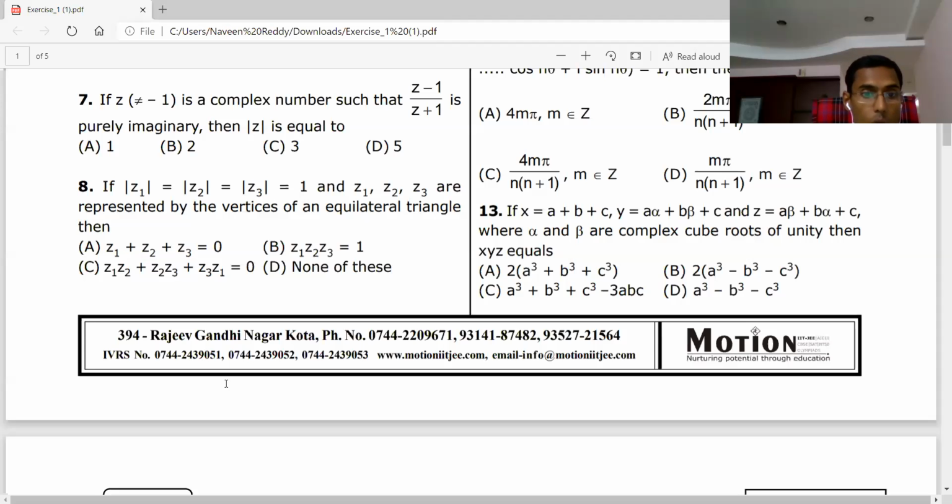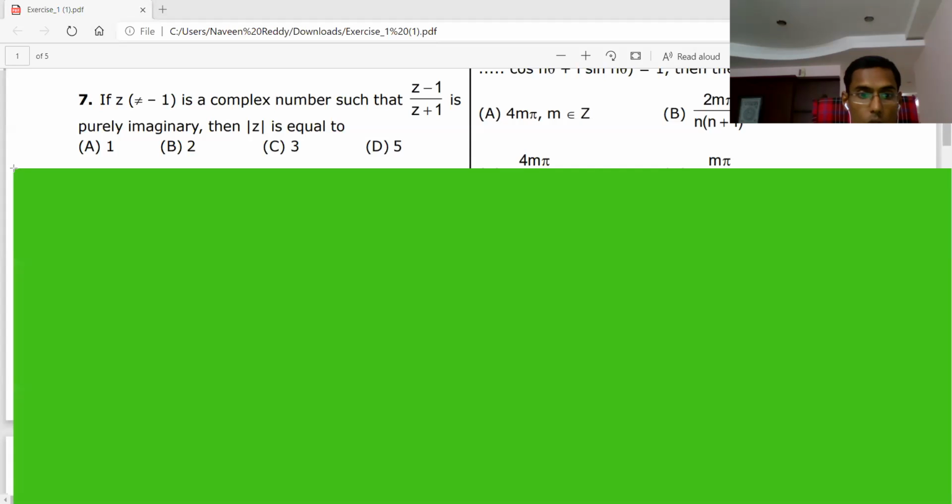So how do you do this seventh question? We can do it the general way. In general, you can do one thing. Another thing is you can also apply shortcuts, some formulas. What is the general way?